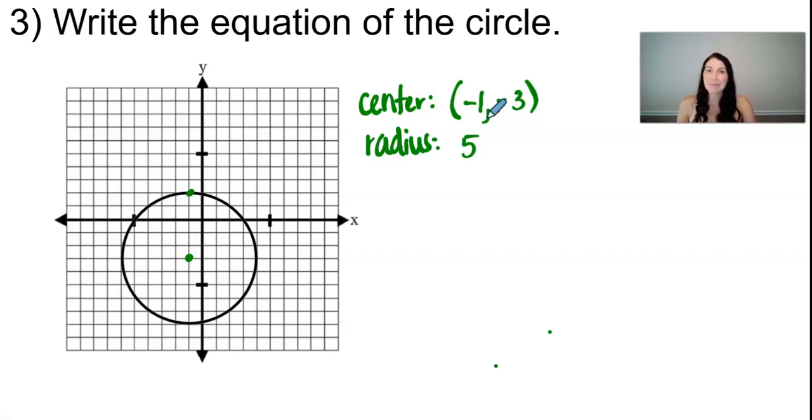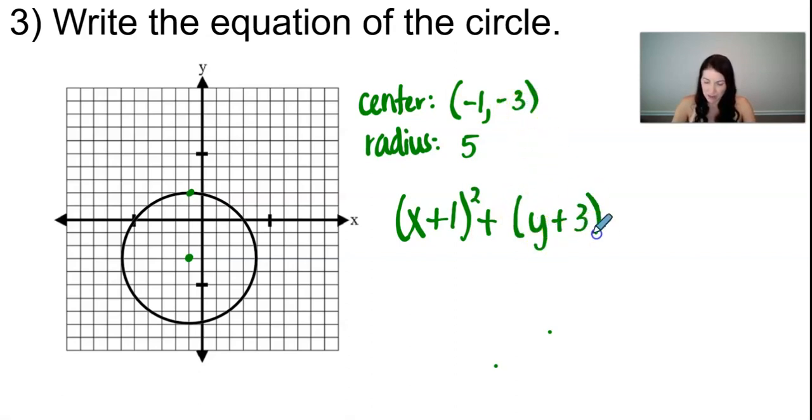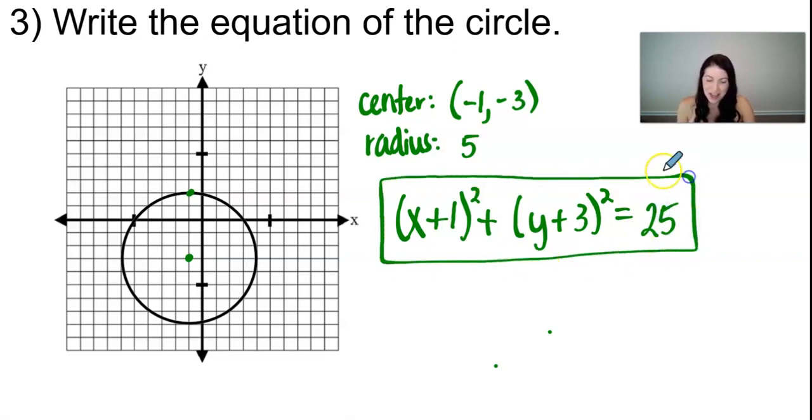And now let's go ahead and plug it into our equation. Our equation is (x − h)², so that'll change to plus, then (y − (−3))², equals, don't forget Molly's tip, radius squared. 5 squared would be equal to 25. And here is the equation of the circle that is on the graph.